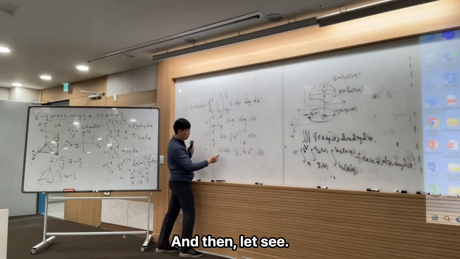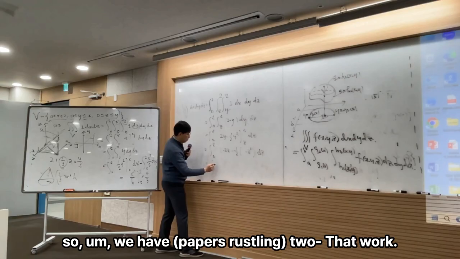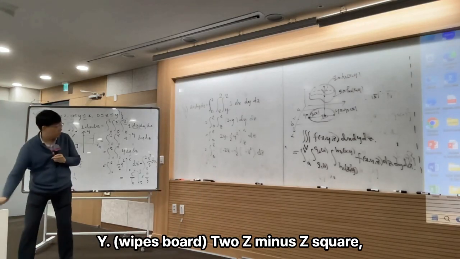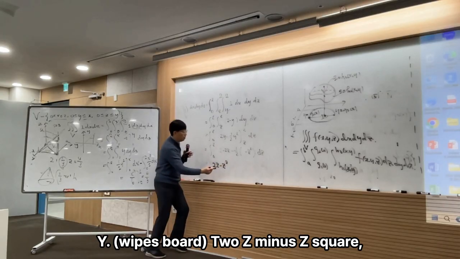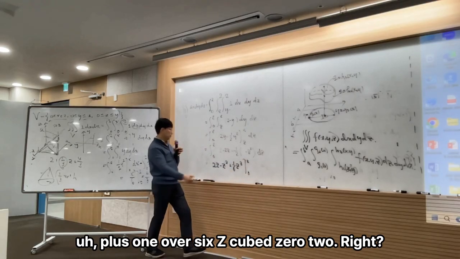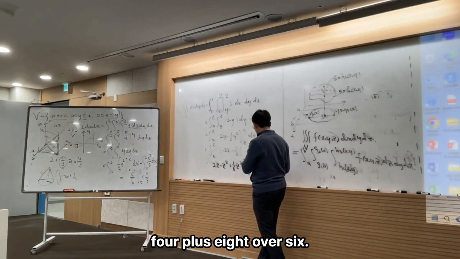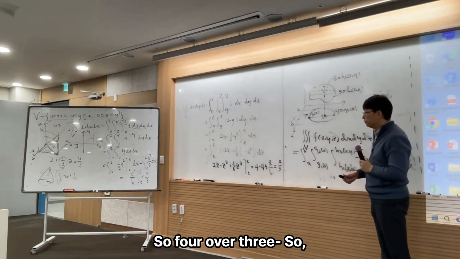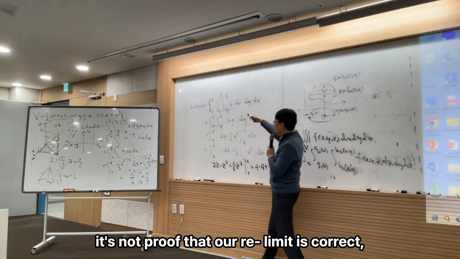And then, 4 minus 2 becomes 2, so we have 2z minus z squared plus 1/6 z cubed, from 0 to 2, right? So we have 4 minus 4 plus 8/6, so it's 4/3. Well, rigorously, it's not a proof that our limit is correct, but this is correct.